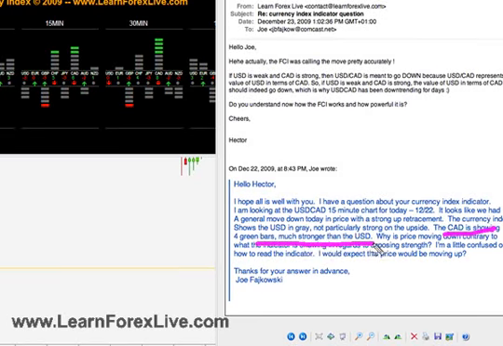Yes, indeed. Now, his question is, why is price moving down contrary to what the indicator is showing in regards to opposing strength? Why is this chart moving down? I am a little confused on how to read the indicator. I would expect that price would be moving up. Thanks for your answer in advance, Joe. Alright, and here's my answer. Hello, Joe.